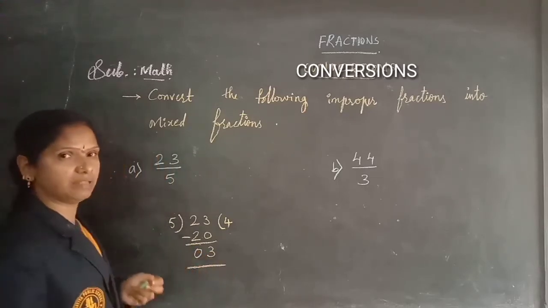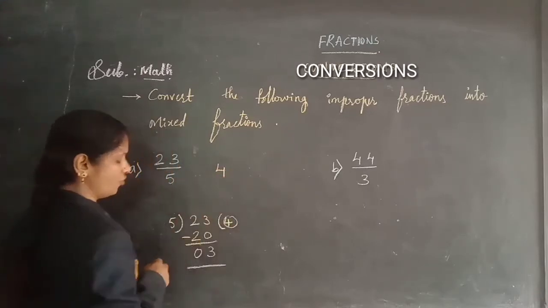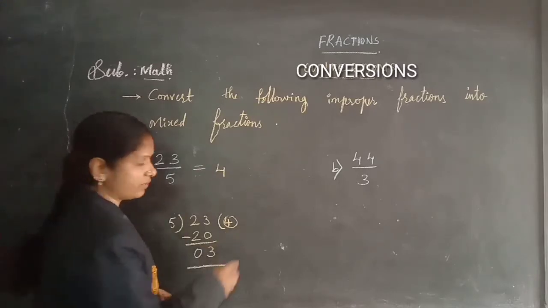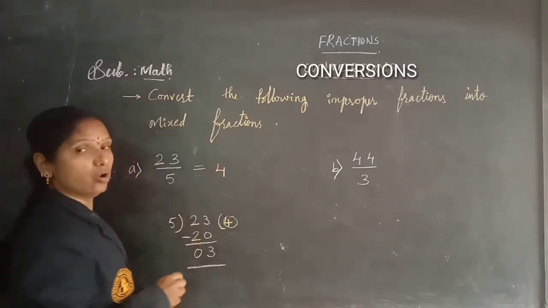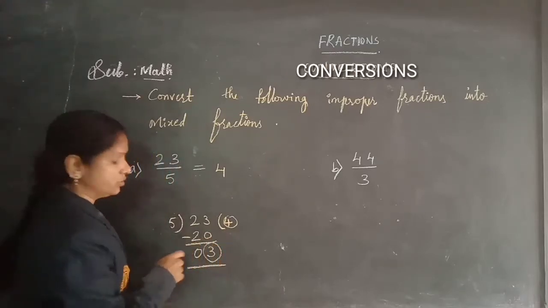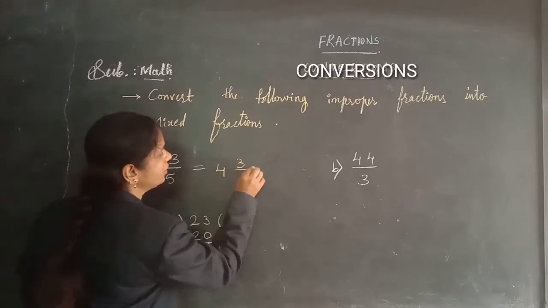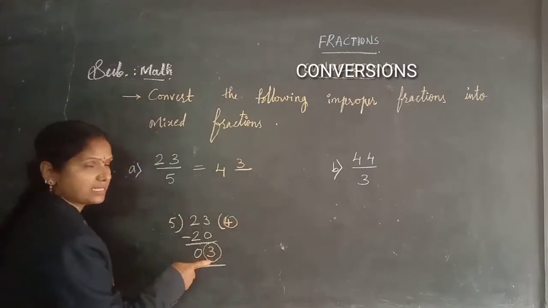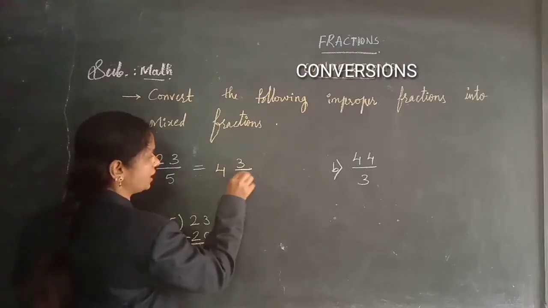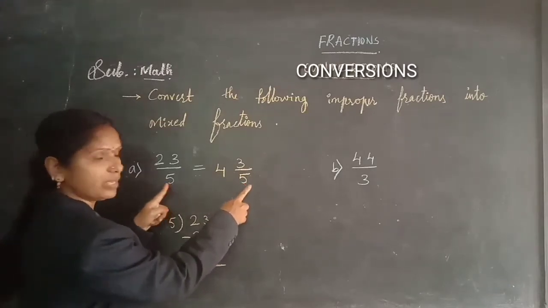After completing the division, children, this number 4, you take it as a whole number. Whatever the quotient number is, you have to take it as a whole number. And the remainder you take it as a numerator, and the divisor number you take it as a denominator. See here, you can observe these two denominators will be equal, children.